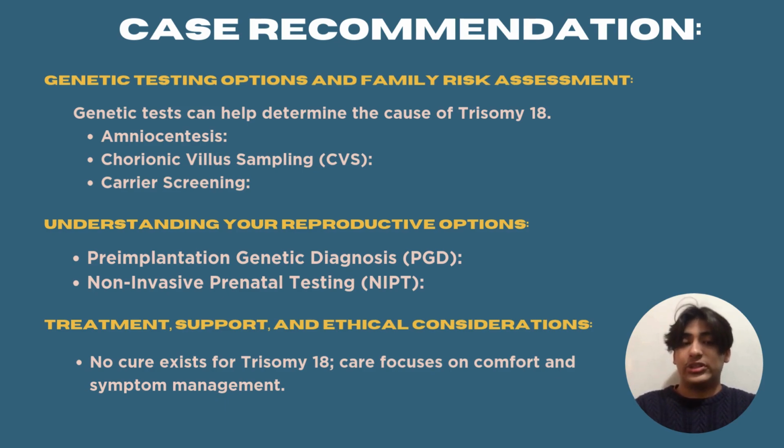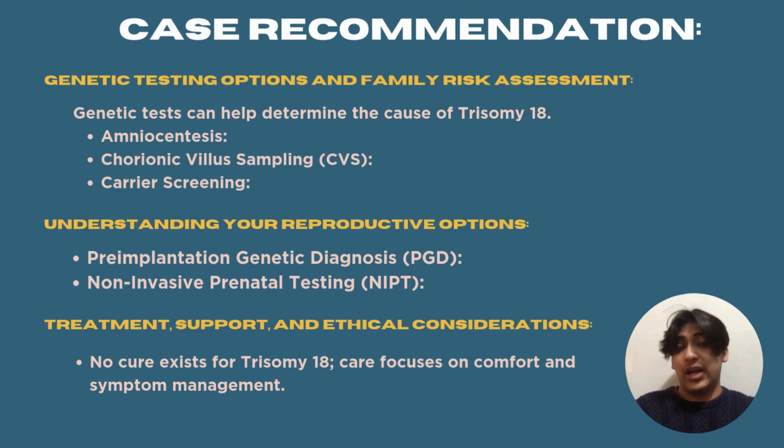For genetic testing options and family risk assessment, to confirm the cause of trisomy 18 and assess the risk for future pregnancies, there are genetic tests available. Fetal diagnostic tests such as amniocentesis, which is a test where a sample of the fluid around the baby is taken to check for genetic conditions, or chorionic villus sampling, a test where a small piece of the placenta is tested for genetic problems, can confirm if trisomy 18 is due to non-disjunction, which is the random error in cell division, or a balanced translocation. If non-disjunction is the case, the likelihood of recurrence is very low.